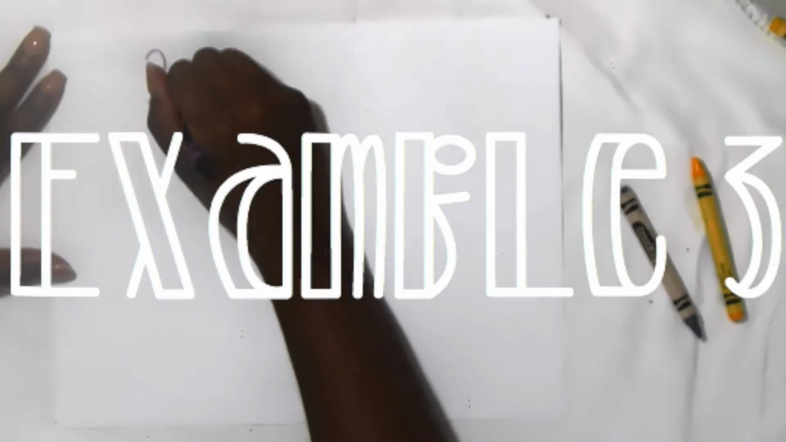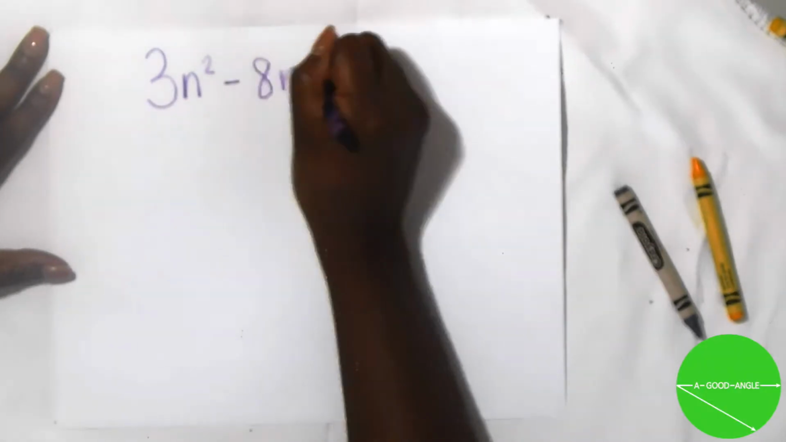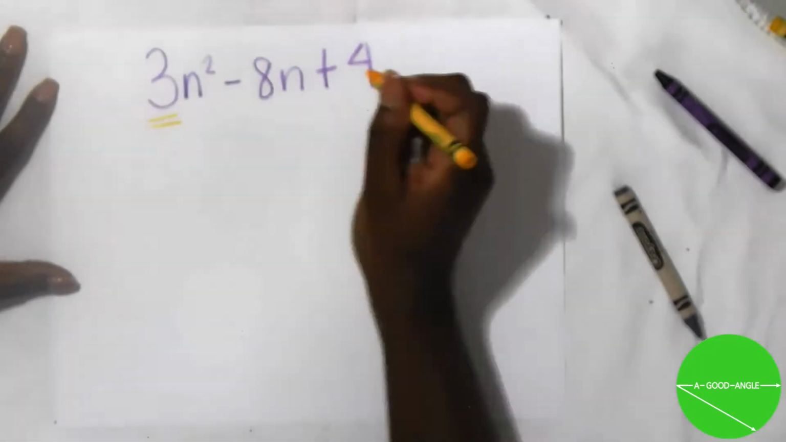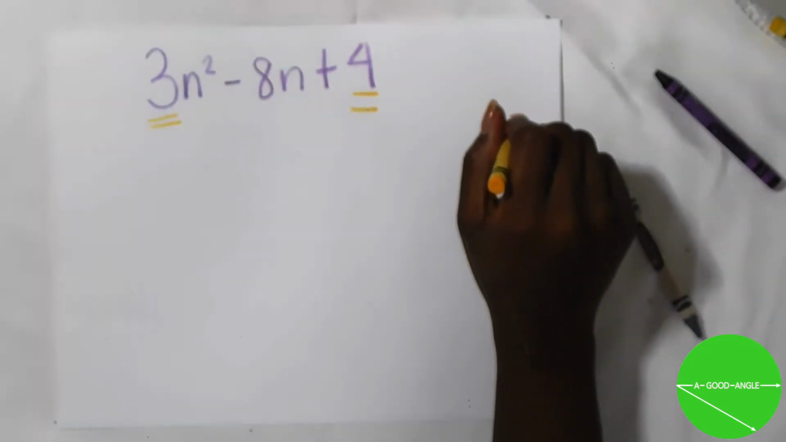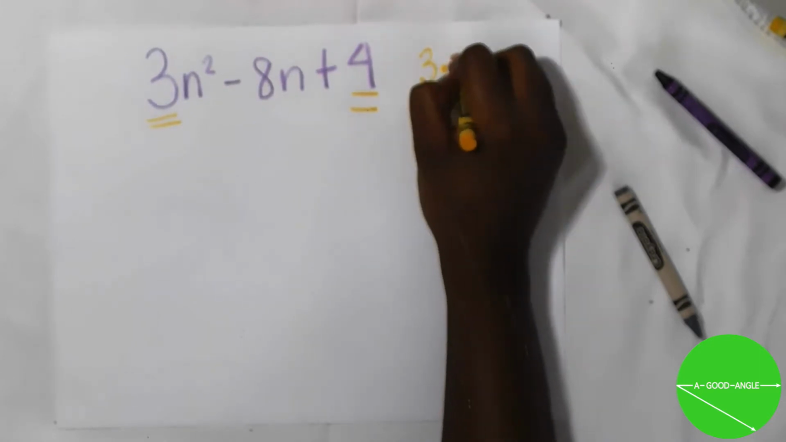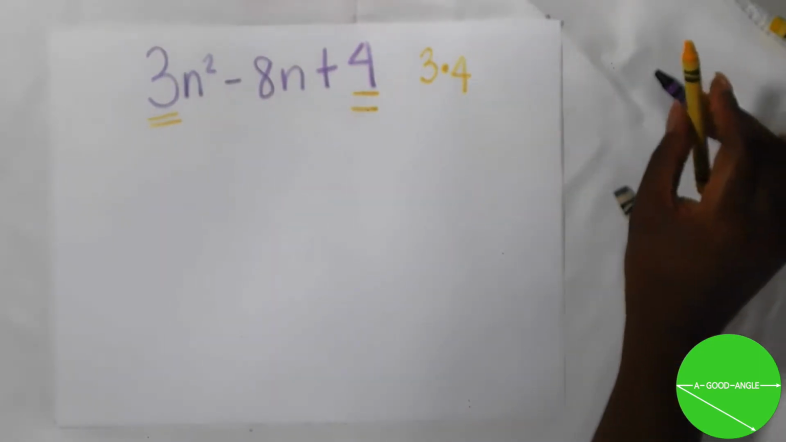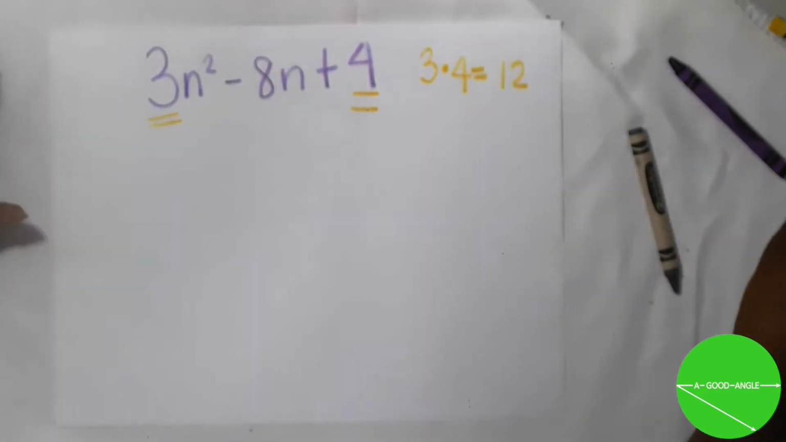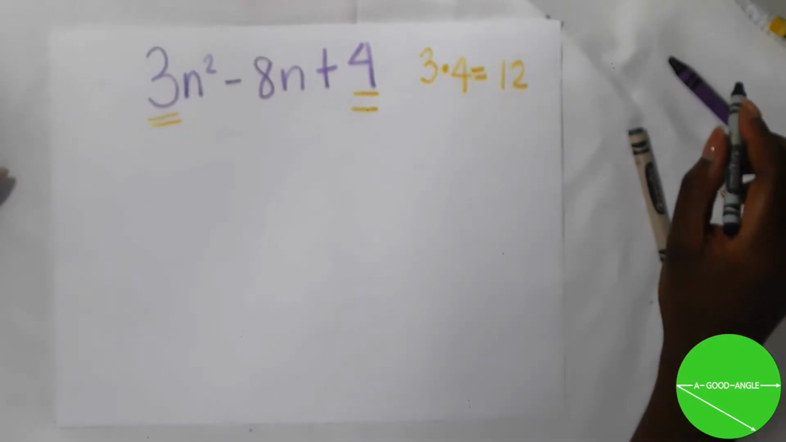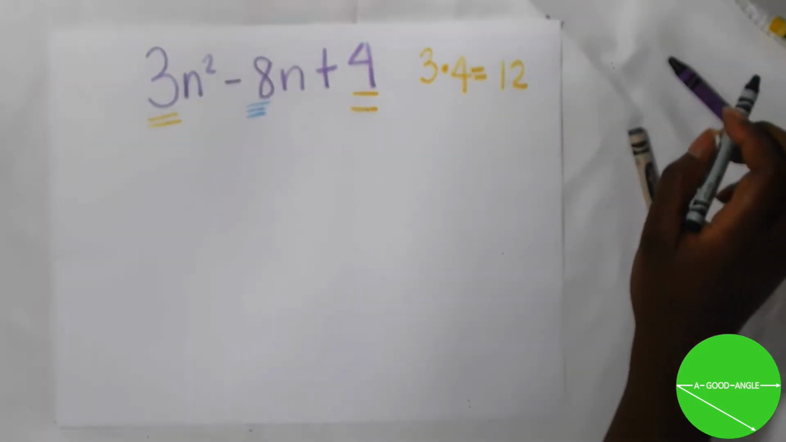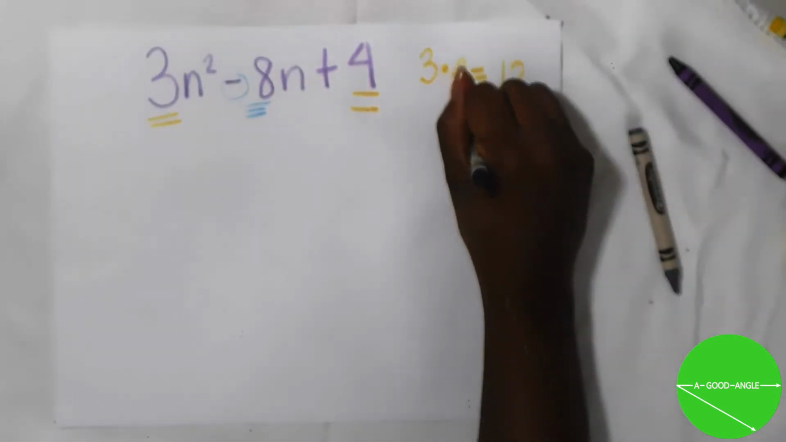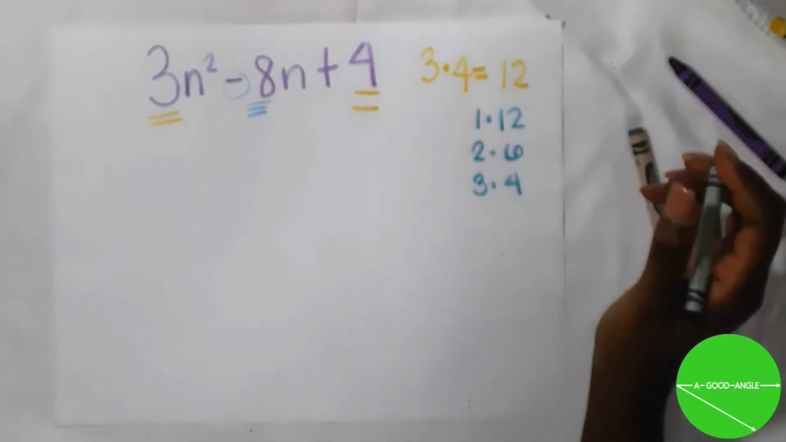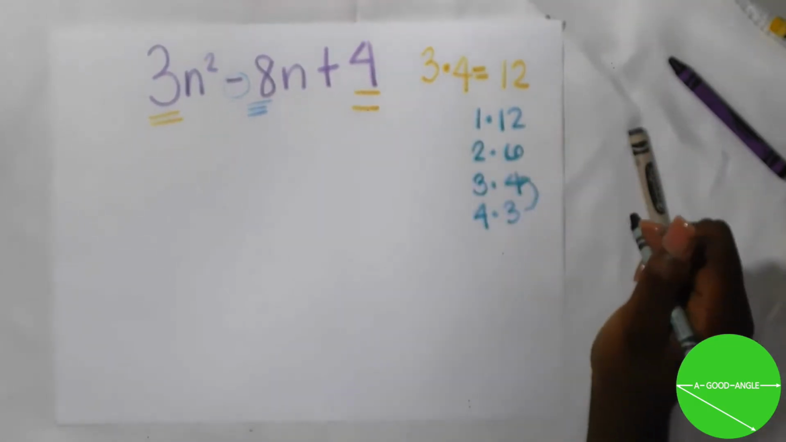So that brings us to ejemplo número 3, like tres leches. We have 3n squared minus 8n plus 4. So 3 times 4 is 12. I need to find factors of 12 that are going to give me negative 8 when I add or when I subtract, right? So let's find that list of factors of 12. 1 times 12. 2 times 6, 3 times 4, 4 times 3, which is already there, so that's how I know I'm done with my list.